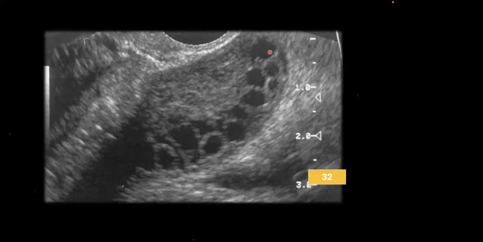So in section C, mainly we'll talk about the ovarian pathologies here. Number 32, very simple spotter. I'll swap it because everybody is getting it correct.